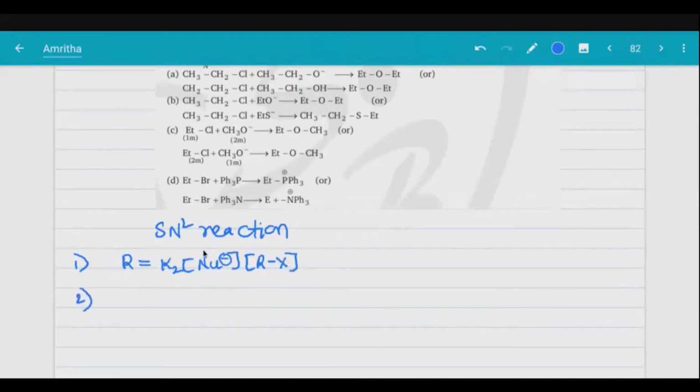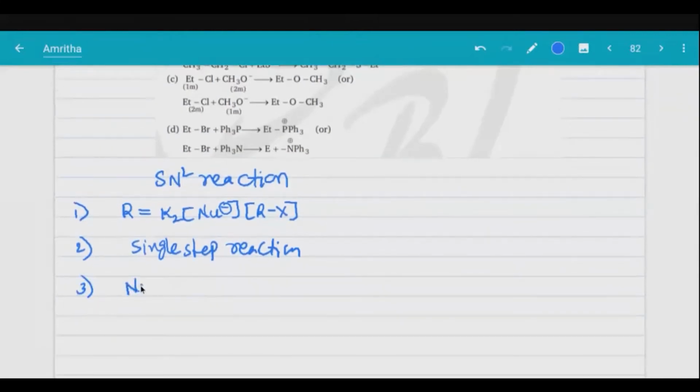Next, in the SN2 reaction, is there any rearrangement? No rearrangement because there is no intermediate. It is a single step reaction, with no carbocation here. If there is no intermediate, obviously there is no chance of rearrangement here. No intermediate, no rearrangement.